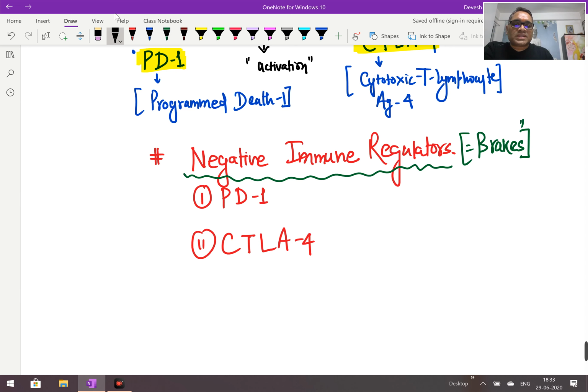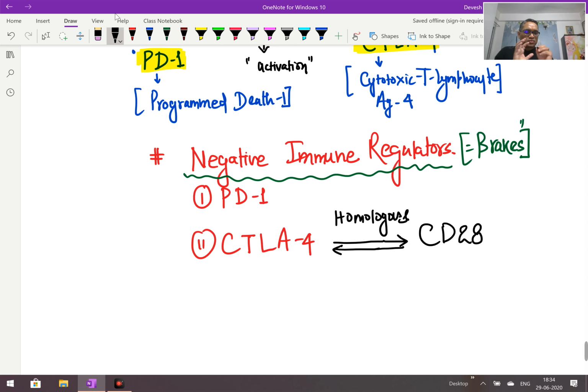CTLA4, when you will see the structure of CTLA4, it is similar to the CD28 molecule present on the T cell. So this is homologous. What I am saying is that it is homologous to the CD28 molecules, right? So now you can see that both are similar to each other. But what is the difference?